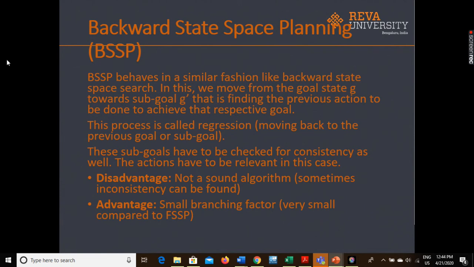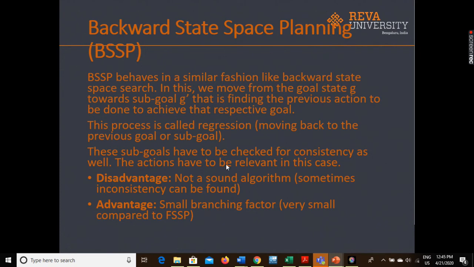In this planning, we move from the goal state G towards the sub goal G dash. This is like finding the previous action that needs to be done to achieve a particular goal. This process is also called regression, that is moving back to the previous goal or sub goal. Now, these sub goals have to be checked for consistency as well. The actions of course have to be relevant in this case as well.